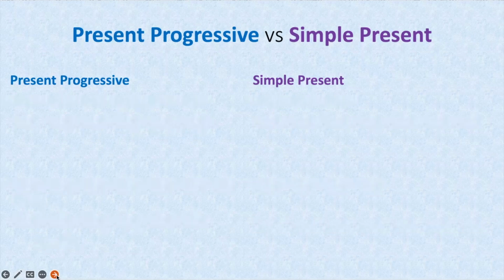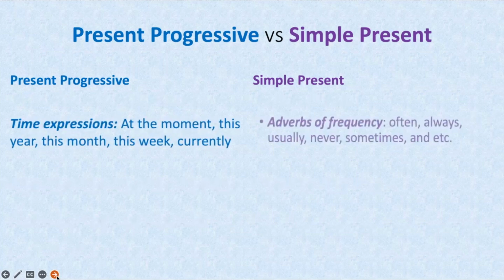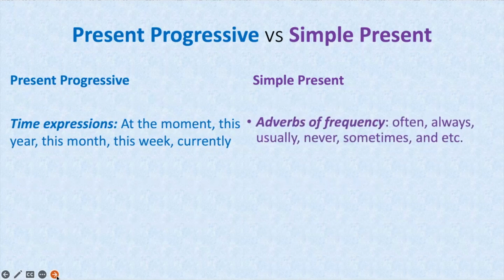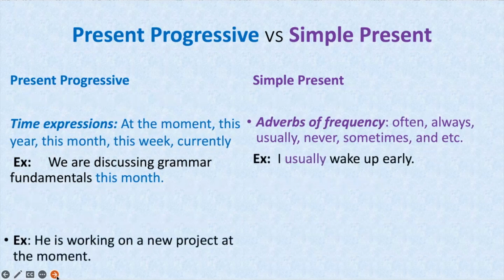Use present progressive with these time expressions: at the moment, this year, this month, and others. Use simple present with adverbs of frequency, words like often, always, usually, never, sometimes, and others. For example, we are discussing grammar fundamentals this month. I usually wake up early. He's working on a project at the moment. The student is sometimes late.